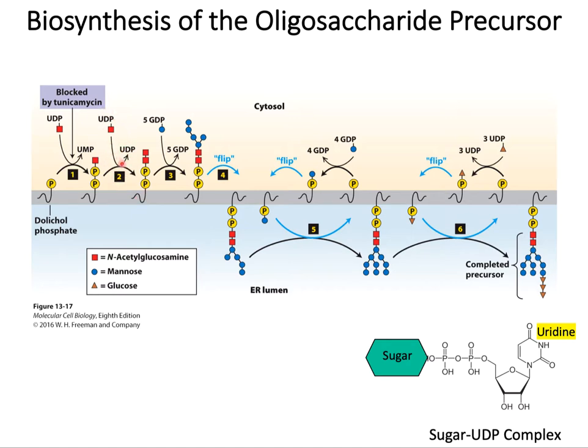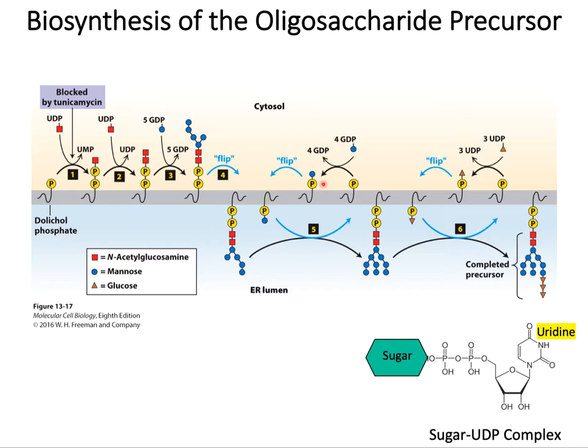So now this will be followed by addition of several others. There will be a second UDP coming in, adding the second, followed by the addition of the 5 mannose residues, and each time this will be brought by a GDP. Once these 7 residues are added to the dolichol phosphate, it flips into the membrane, and then additional mannose residues are delivered to the dolichol phosphate.